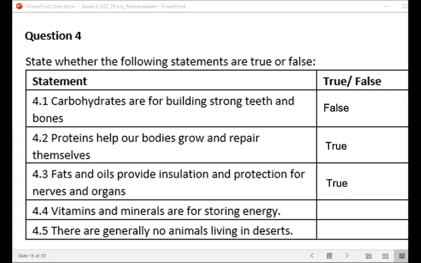Okay, let me just go up. Adeline says false. Kamahelo, Michael, Simran, Pira. All right. Beautiful. So the answer is false. And as we've heard from Kia, the food group that stores energy is carbohydrates, right? 4.5, there are generally no animals living in the desert.